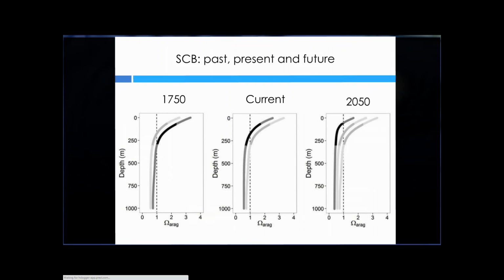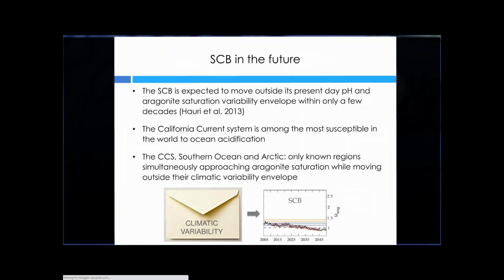Another important way of thinking about this is in terms of an organism's climatic variability envelope. While estuarine organisms may experience a relatively large envelope of conditions because they experience a wide range across both daily, weekly, and seasonal scales, deep sea organisms only see a relatively narrow range.